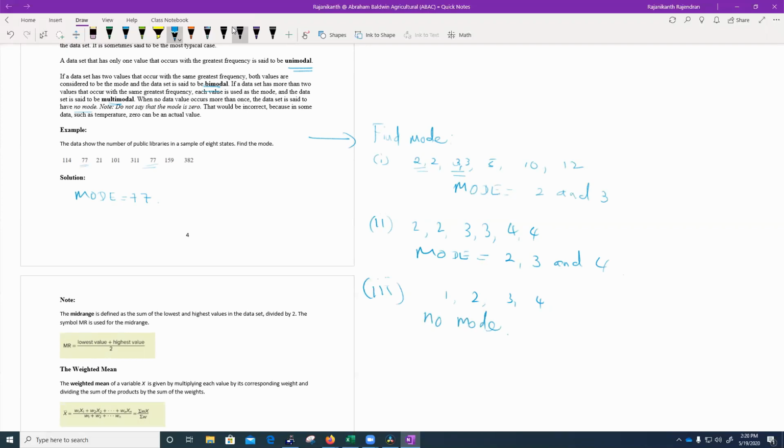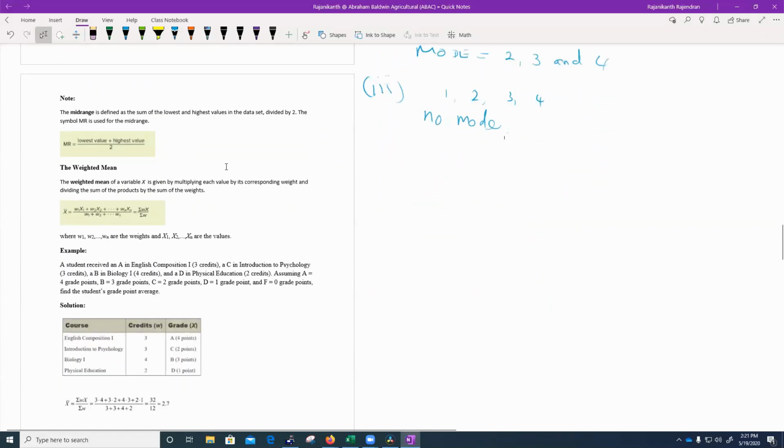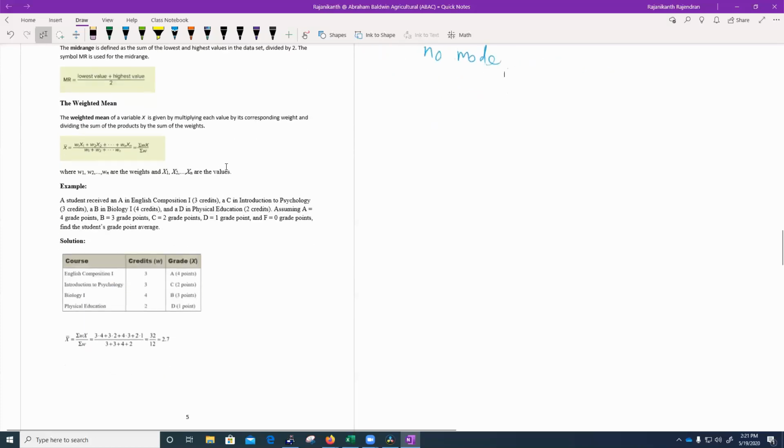So this is the real explanation. So all kinds of scenarios I have shown here. Okay, so that is finding the mode. It is just a simple thing. So now let's move to the mid-range.